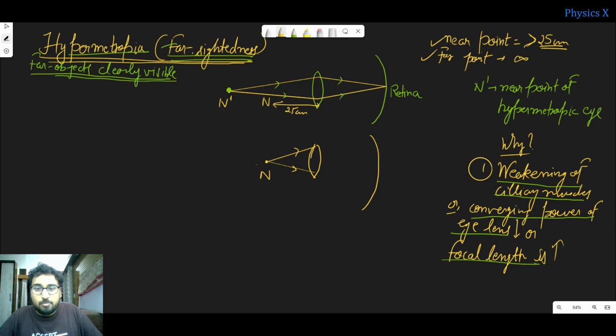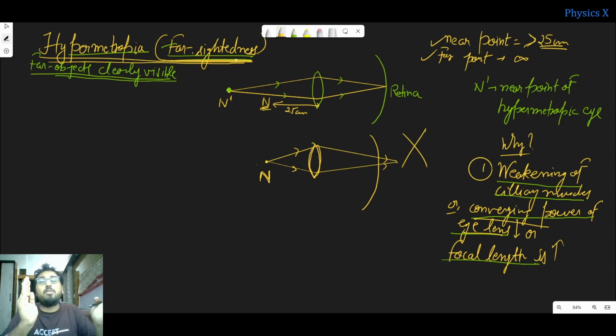And since the lens is much thinner, if the object is at near point, N, that is the near point for normal condition, which is 25 centimeter. So at N, if the object is brought, then what happens? Since the converging power of this lens is less, these refracted rays won't meet at the retina; they will pass the retina and meet somewhere behind. So no image is observed. That is why it is far-sightedness.